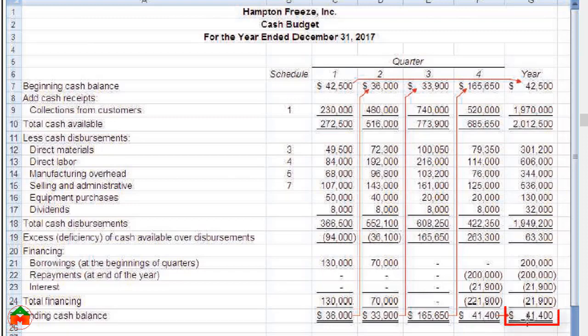You can also calculate this 41,400 by adjusting this 63,300 and 21,900. We can see if you deduct 21,900 from the 63,300, you will get the 41,400. And to get the 21,900, you need to adjust these 3 items. Total financing should be shown by adjusting the 3 items in the financing section. And this is the way you can prepare the cash budget.